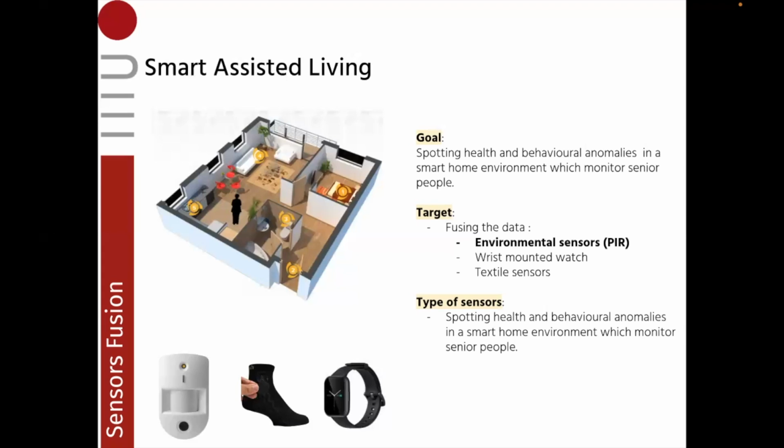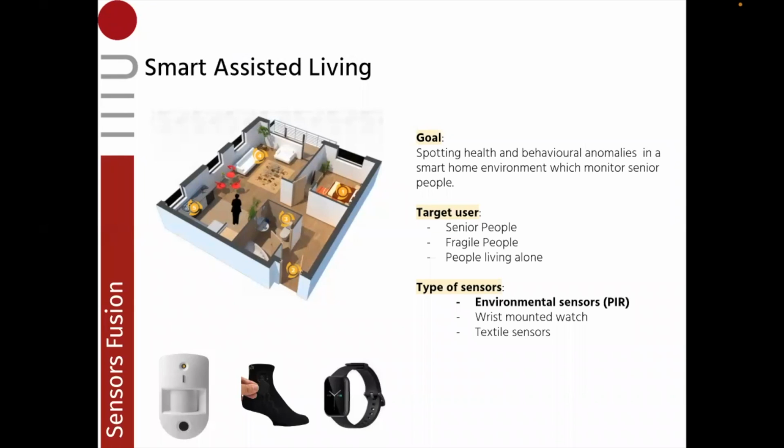Let's start with smart assisted living. As we said many times during this lecture, smart assisted living is a broader area which deals with all the technologies to assist fragile people and senior people in their own environment. So in smart assisted living, sensor fusion is mostly applied to what we call behavioral monitoring. Basically, our target is to spot health and behavioral anomalies in a smart home environment, and we can do this through a large variety of sensors.